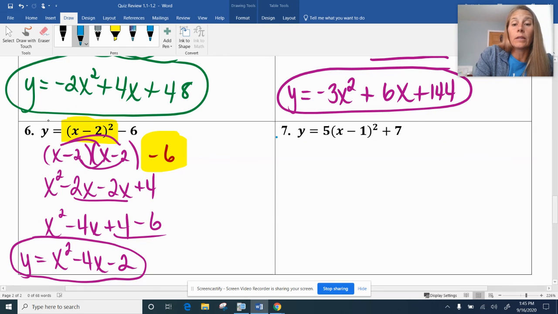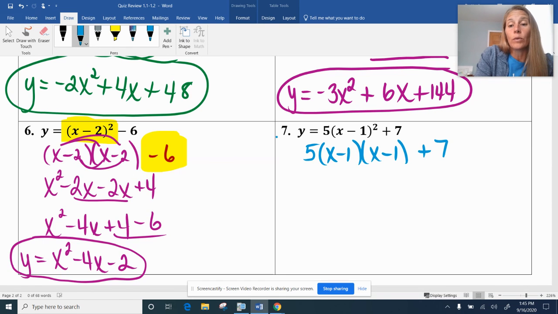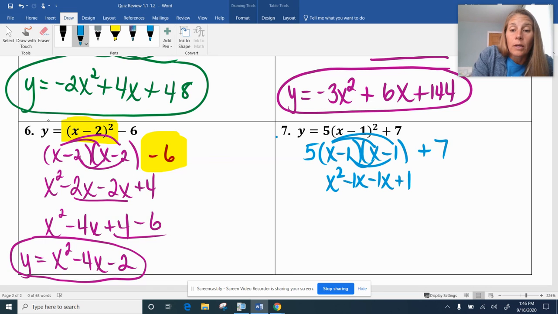Okay, and then finally, the last one. Again, we have this vertex form here where I'm going to write this binomial twice so that I know that it needs to get multiplied correctly. So I'm going to do x times x, which is x squared, x times negative 1, negative 1 times x, and negative 1 times negative 1. Combining those two like terms in the middle gives me x squared minus 2x plus 1.